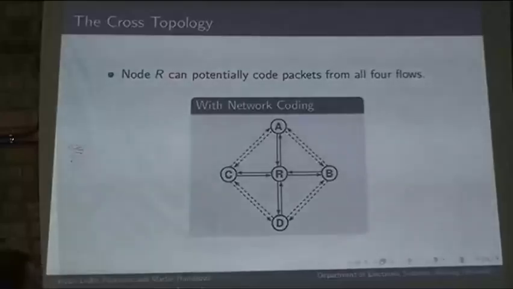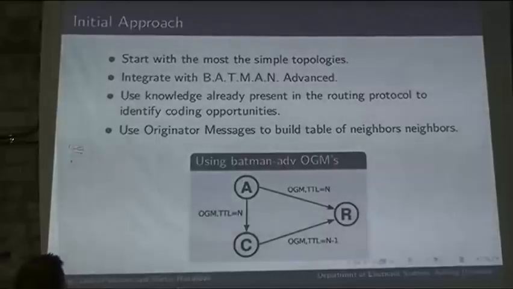We can extend this principle to some topologies that are very nice from a theoretical point of view, but we may never experience in a real setting, and you can of course add multiple crossing flows to this topology. So our idea is to start out with this simple Alice and Bob topology, this X topology, and try to use information already present in the background about the surrounding nodes.